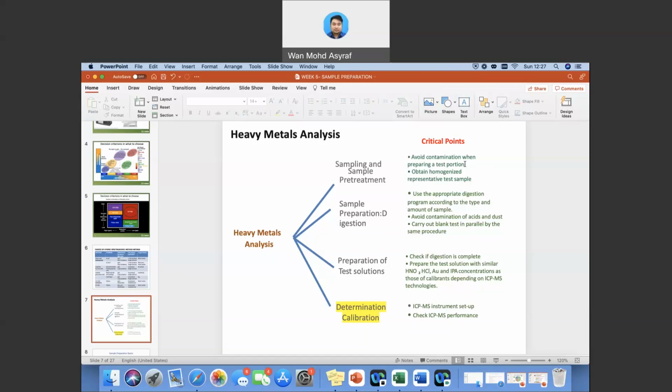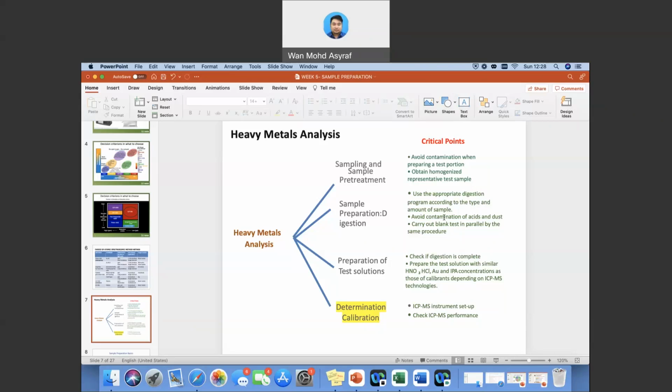The second one is to obtain a homogenized representative sample. Basically for this one, you need to be able to select at which depth you are going to take your test sample. Usually for heavy metal analysis, it is just below the surface. Or if you decide to go maybe 5 or 10 meters below the surface, then you need to do just that. It depends on your method. All right, so that is for sampling and sample pretreatment.